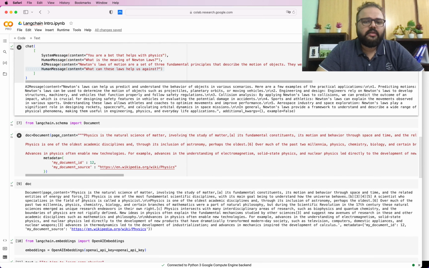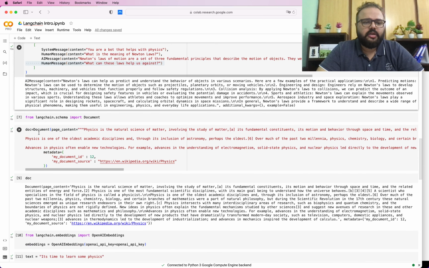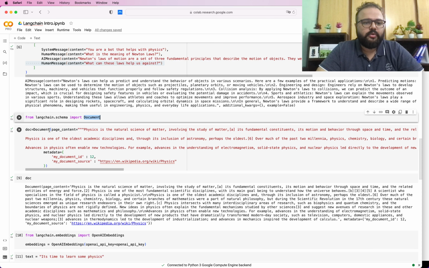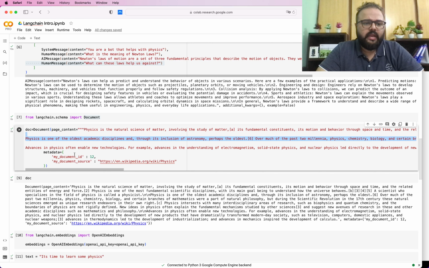Okay, so other than that, there is another thing that I wanted to show you, which is how we can input a document. For example, if we want, we can import Document from langchain.schema, and I have entered a simple document in which I have told it that this is the page content, right? And this is the metadata right here.